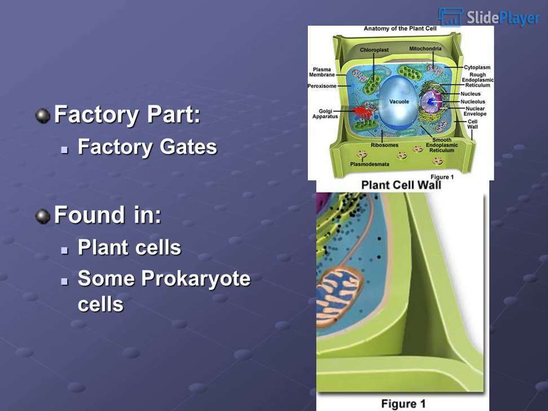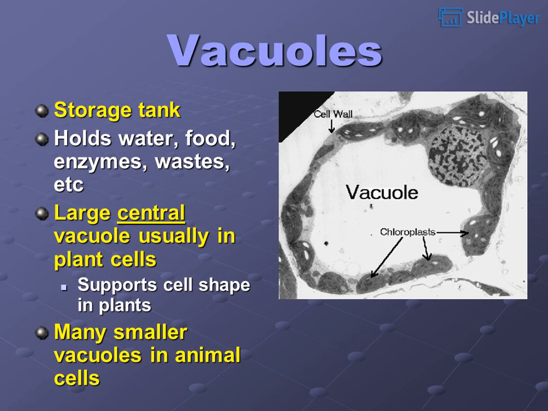Vacuoles are a storage tank that holds water, food, enzymes, wastes, and so on. A large central vacuole is usually found in plant cells and supports cell shape in plants. There are many smaller vacuoles in animal cells.